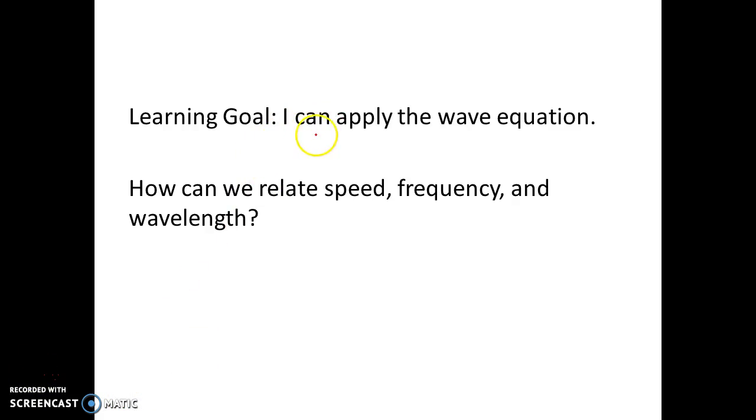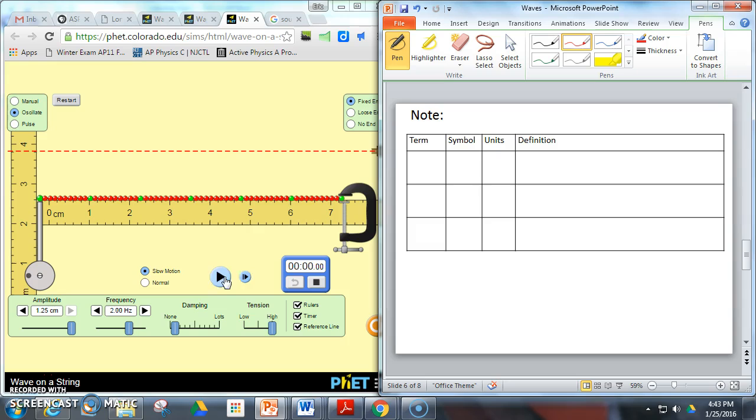Okay, in this video we are going to apply the wave equation. So we need to first discover what is the wave equation. And before we do that, we need to talk about these words: speed, frequency, and wavelength. So let's open our simulation here.